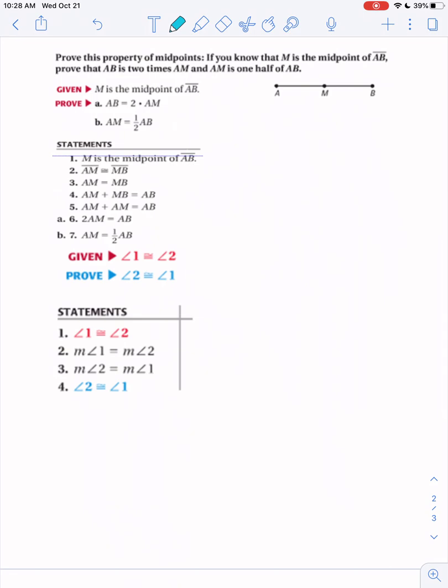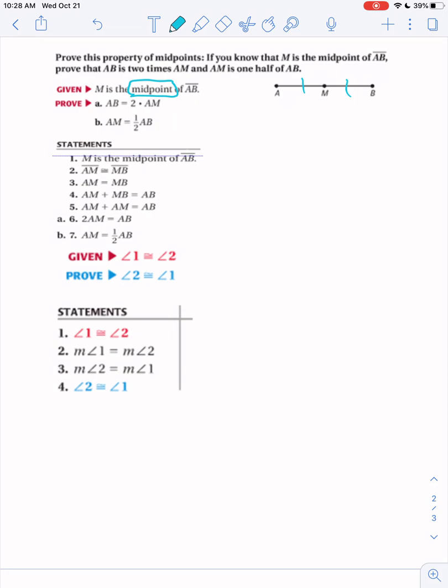All right, let's write another proof. We're given M is the midpoint. Soon as I see that, I see the vocabulary word midpoint, I know somewhere in my proof I'm going to use definition of midpoint. So we're given M is the midpoint of segment AB. So as soon as I see that, I'm going to slash my diagram to remind myself it's right in the middle. And it's our job to prove that AB equals 2AM and also that AM equals 1/2 AB.